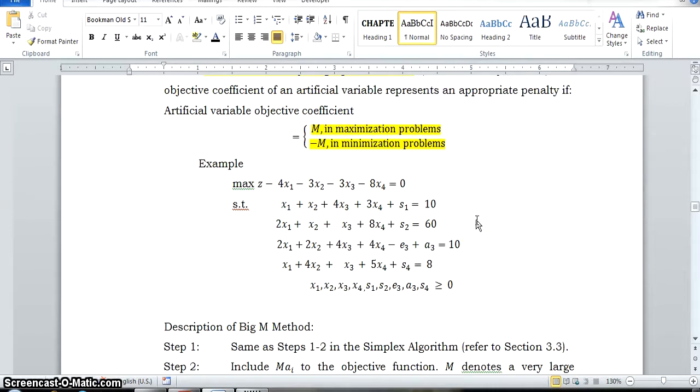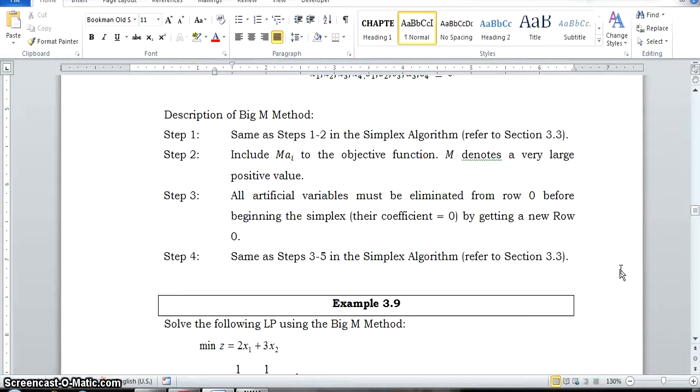Here, M represents a very large positive number. For example, after we write the LP model in the tableau form, there exists an artificial variable in row 3. A3 is chosen as the basic variable for this row. Hence, we need to add MA3 to the objective function in row 0. Now, row 0 will change to maximize z minus 4x1 minus 3x2 minus 3x3 minus 8x4 plus MA3 equals 0.